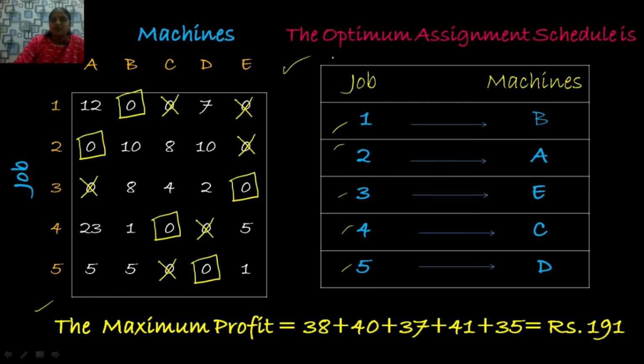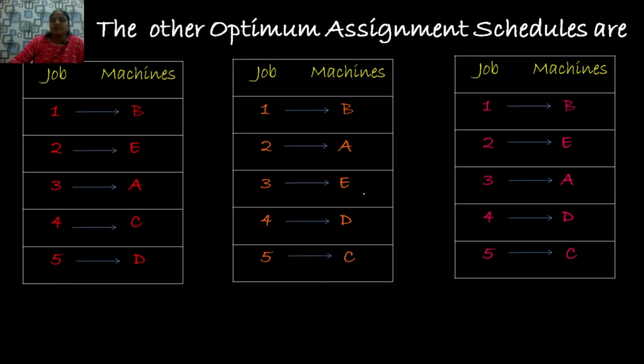For example, while making the assignment for the fourth row I have two possibilities: either I make the assignment at this position or this position. Suppose you choose this position, the optimum assignment schedule may vary, but the optimum cost is the same for all cases. You get the same maximum profit for all the other optimum schedules. Only the schedules alone may vary, but the assignment cost should be the same for all cases. So these are the other possibilities you may get while making assignments for this problem.